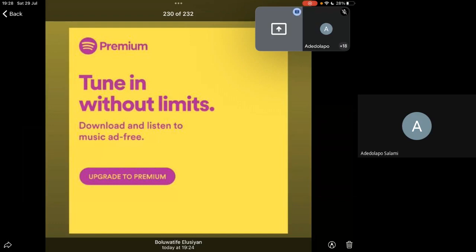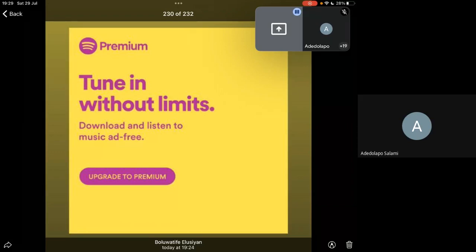Okay, how do I access it? Download and listen to music ad free. How? Upgrade to premium. So now, upgrade to premium. You can see the high contrast placed on it. The color is purple. There's a purple background in that rectangle, and then we have the text upgrade to premium written on it. In that we can see it has a high contrast, and then we can see the logo and premium at the top of the design. This is an example of a simple but nice design. It drives the points home.